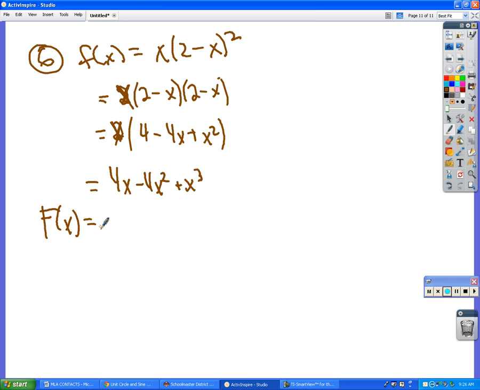Okay, so now if you distribute that x, you get 4x minus 4x squared plus x cubed. Now what? Okay, so it's inside. The antiderivative is x to the 4th over 4, plus or minus x to the 3rd over 3.